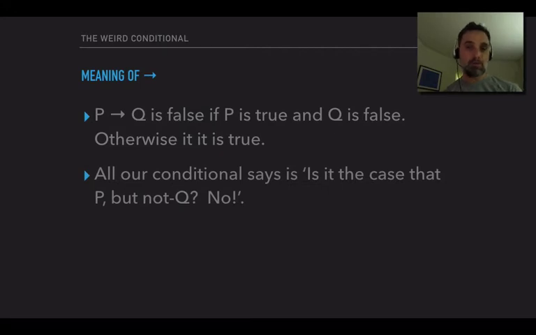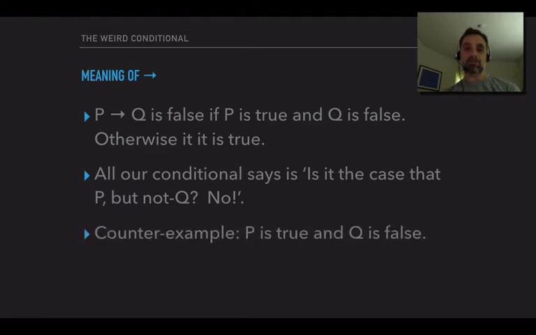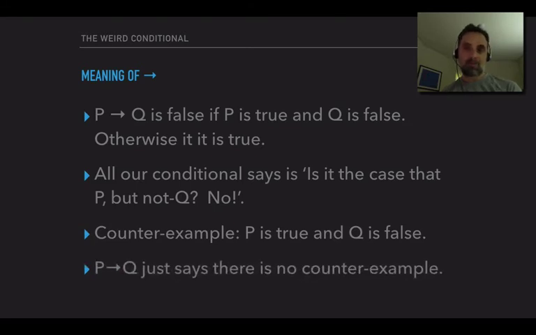So all the conditional really says is, is it the case that P is true but Q is false? No. That's all it says, right? So we can think of the situation where P is true and Q is false as a counterexample to the conditional. And then all the arrow says is there's no counterexample. That's all it says.